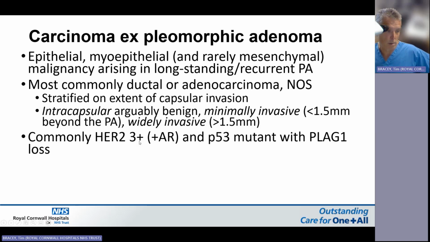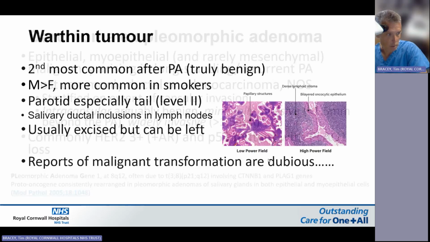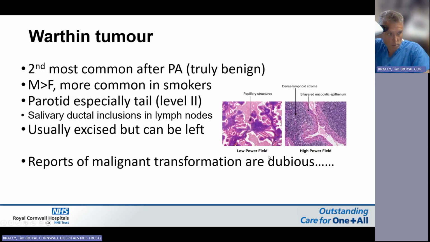They're commonly HER2/3+, which can also give you a therapeutic option. We've got patients that have had Herceptin and have had local control for quite a number of years that have been HER2/3+. And also you can use androgen blockade. So you can use certain prostate cancer drugs to treat these patients. They often correlate with mutant p53 and also this tumor suppressor gene PLAG1, which is this one here, giving you a reference. So moving on to Warthin's tumor.